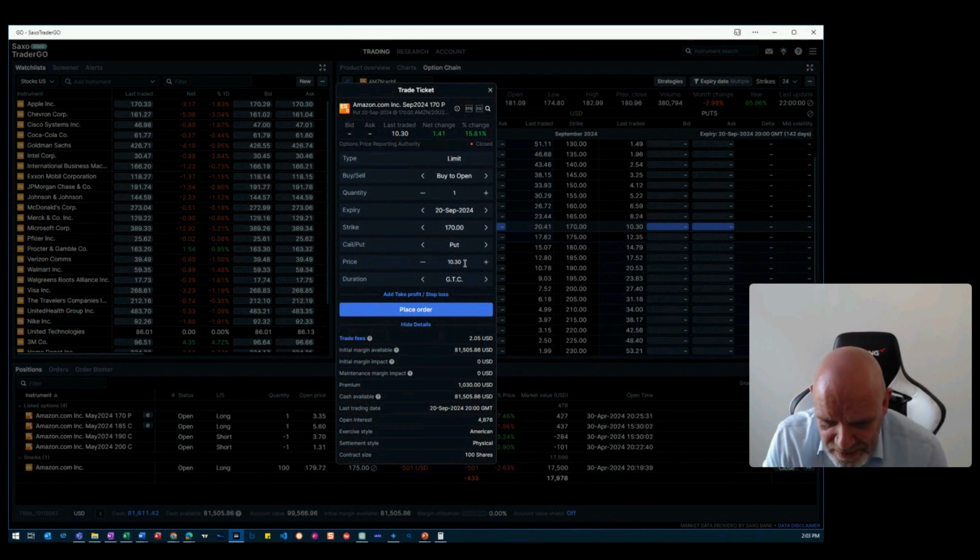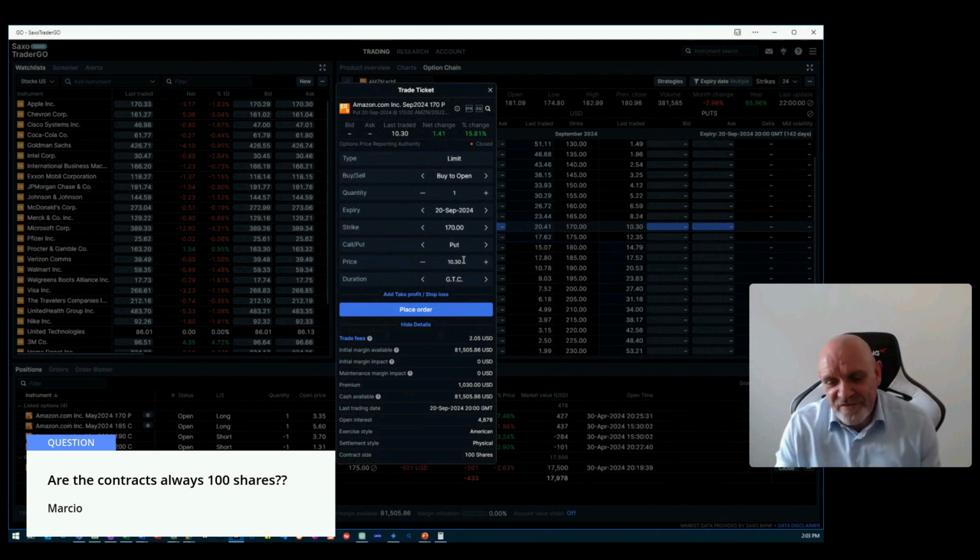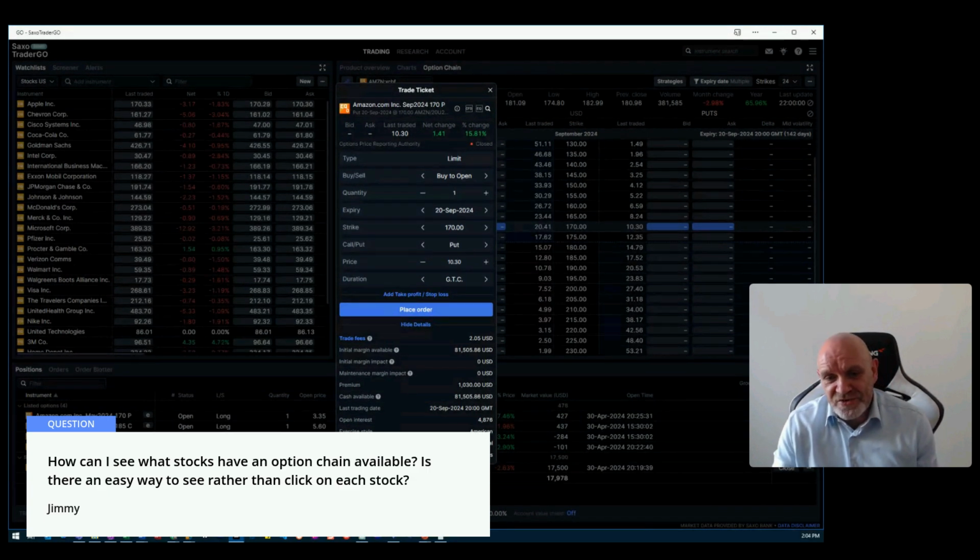I see, by the way, are the contracts always 100 shares? In 95%, maybe more, 99% of the cases, yes. You do have shares where, for example, you only have 10 shares. But usually that is specified then in the contract size field.